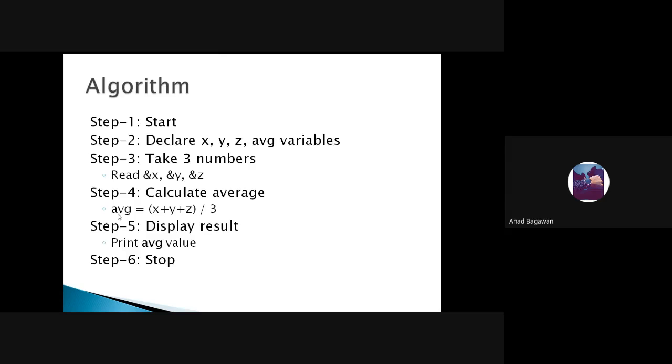The calculation process is: avg variable equals x plus y plus z divided by 3. So you got the result in the avg variable. Then you have to tell the answer. Telling the answer is nothing but print avg variable. Whatever value this avg variable has, that will be printed.